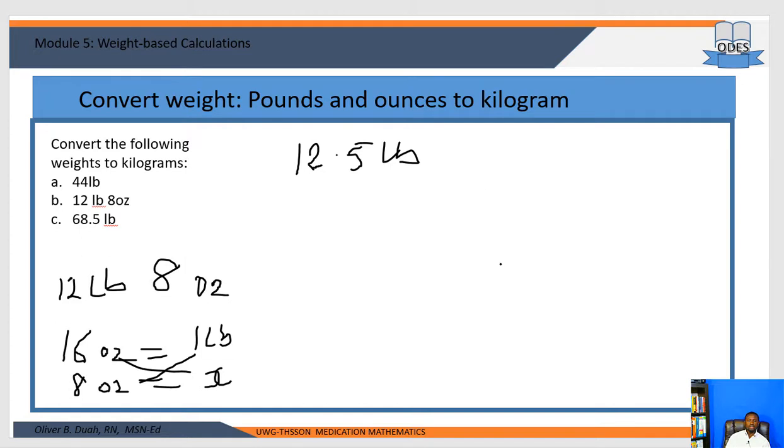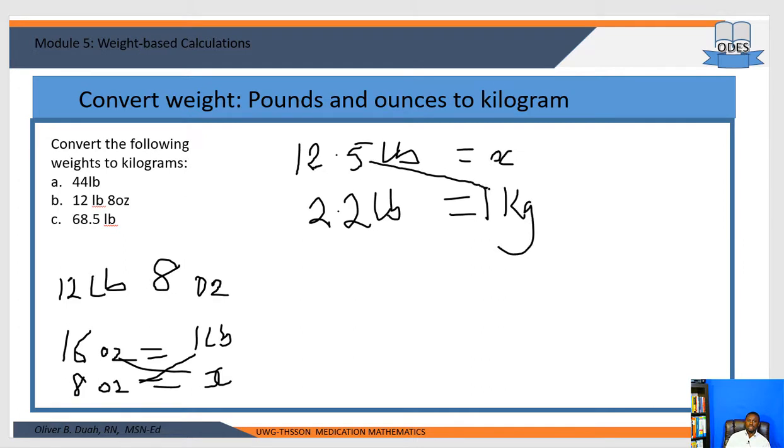Now we have to convert this to kilograms that we don't know, but we know that for every 1 kilogram there is 2.2 pounds. So we have 2.2 pounds equals 1 kilogram. Let's do our cross multiplication, and we have 2.2x equals 12.5 times 1 kilogram.